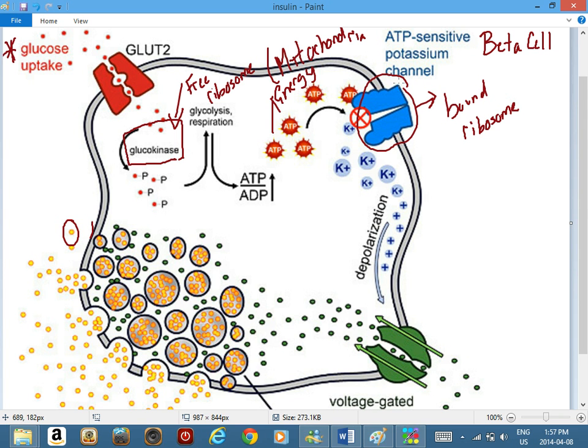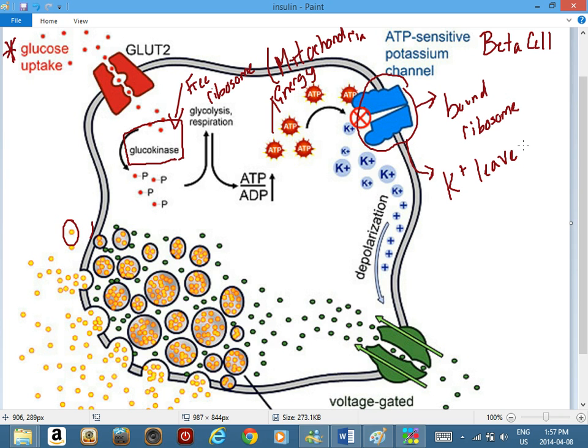So what happens when it closes? This is actually a doorway, and we'll talk more about these types of doorways later on. But this is a doorway that allows positive potassium to leave. So let's think about chemistry here, all right? What would happen if we close the doorway and the positive potassium can't get out?